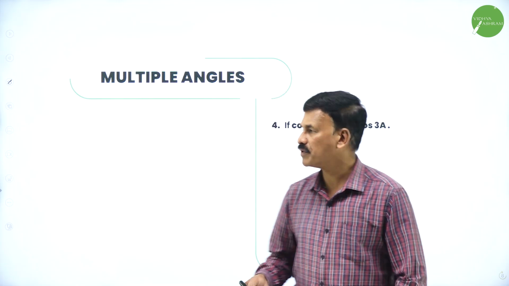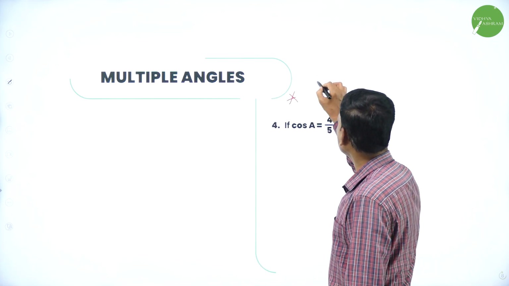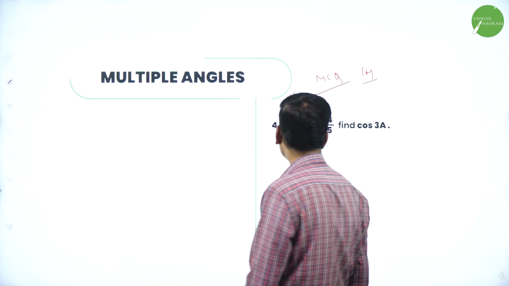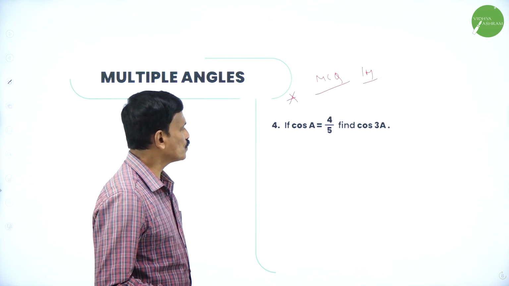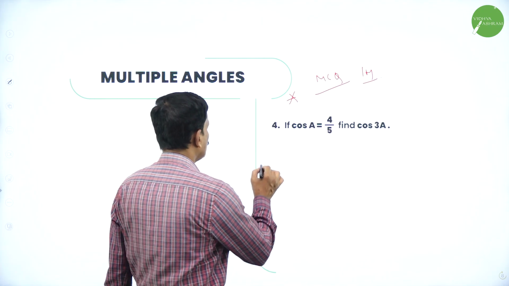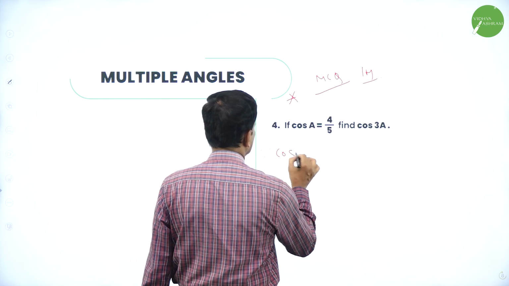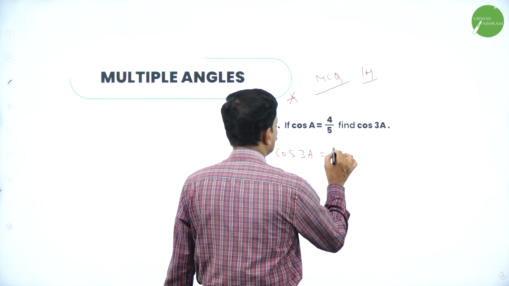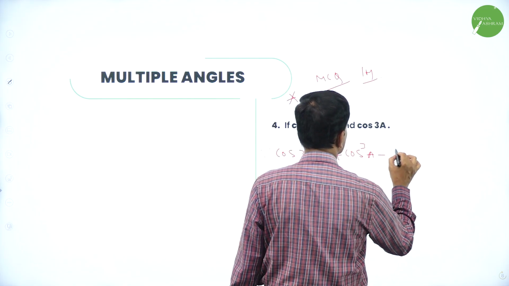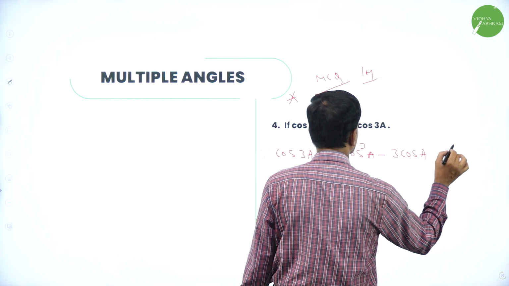Here, what is the problem given? This is also important from the point of view of examination for a 1 mark MCQ question or 2 marks. If cos A is equal to 4 by 5, find cos 3A. Here we know the formula for cos 3A. What is cos 3A? Cos 3A is equal to 4 cos cube A minus 3 cos A. Right.